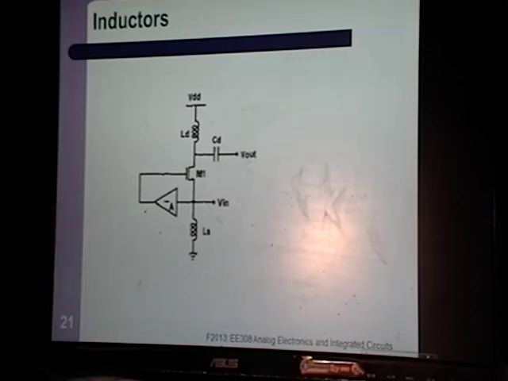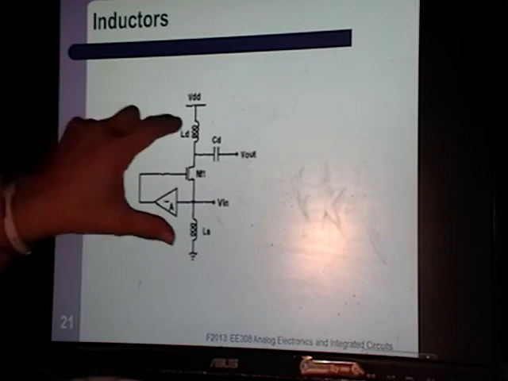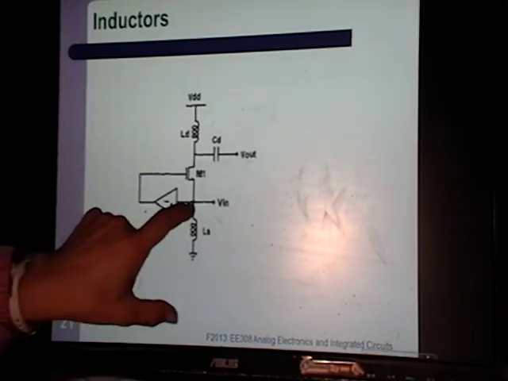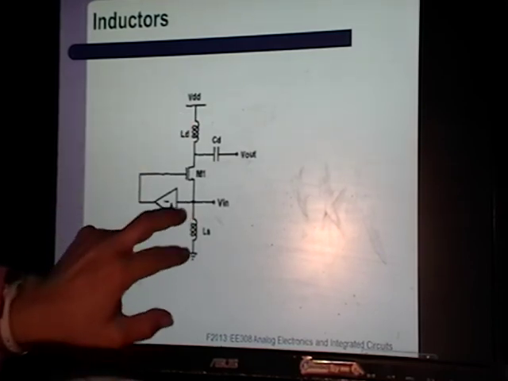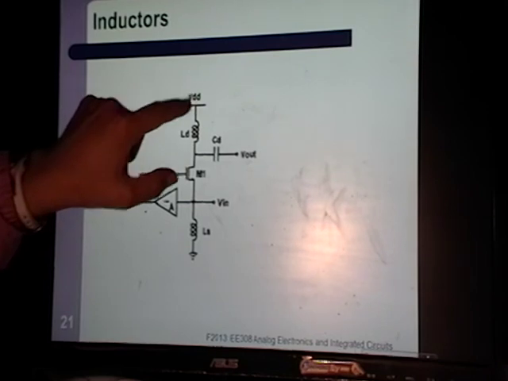So you have a bypass cap to quiet DC nodes. You have an AC cap just to let the AC signal through, but not the DC. That's the one you used for putting a signal on top of the biasing voltage in your last lab. And you have a choke, which puts ground on this node and VDD on this node.